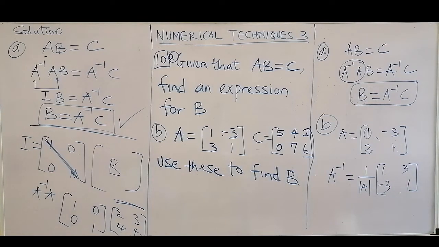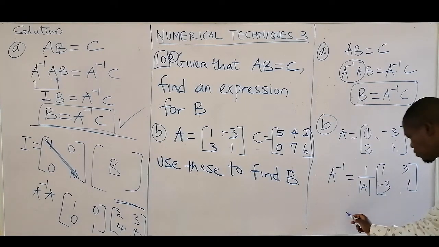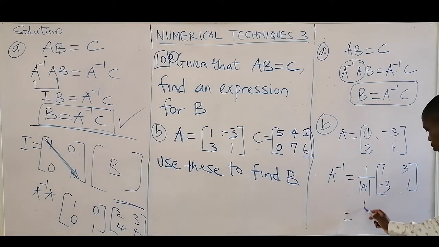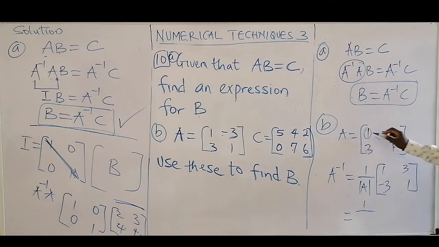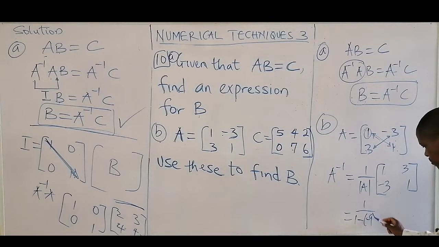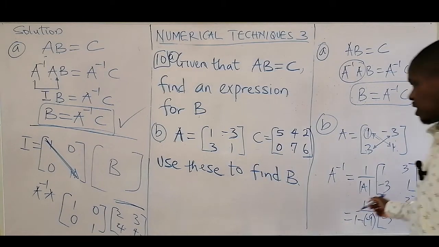Okay? So, and that will give us what? The determinant is what? 1 over. If you want to get the determinant for a 2 by 2, it is 1 times 1, that's 1. Then minus this one times this one, that's what? Minus 9. Into bracket 1, 3, minus 3, 1. And this will give us 10. So that's A.